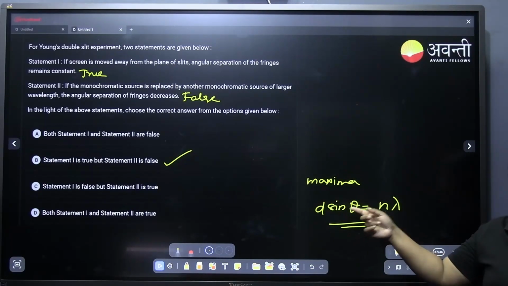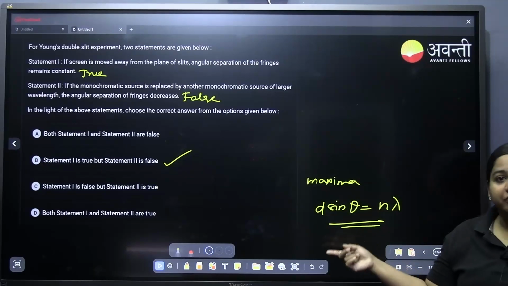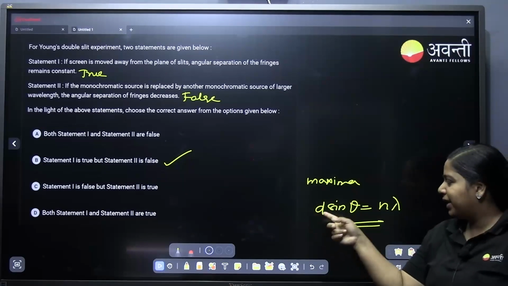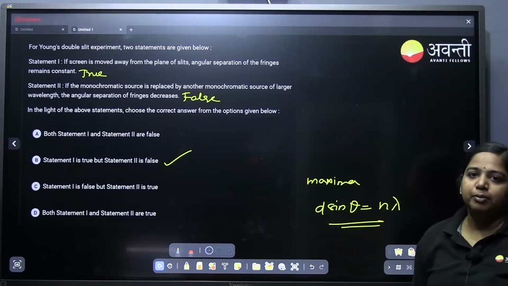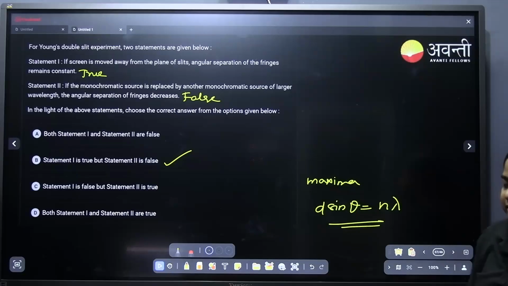This same formula we are using in diffraction also, but instead of d it will become a sin theta equal to n lambda. It is for maxima, and that will be for minima. That is the only difference. Okay, moving on.